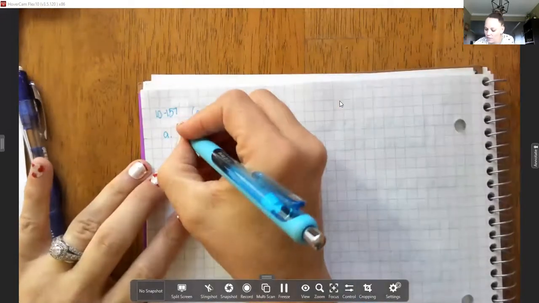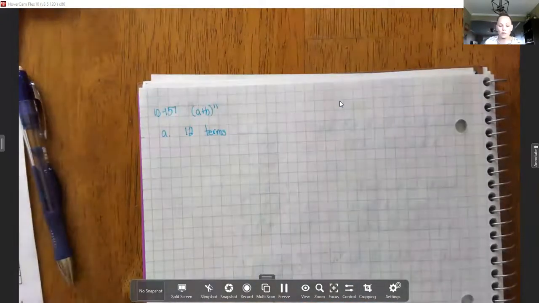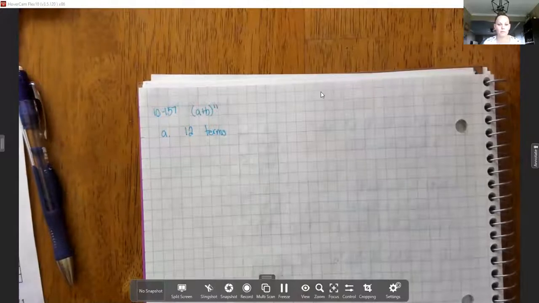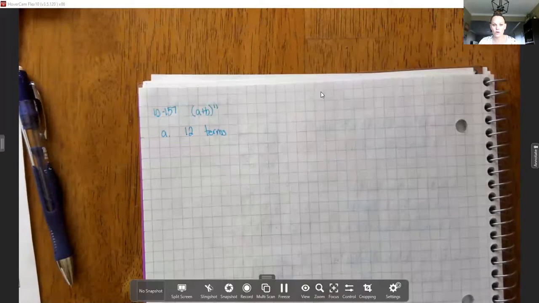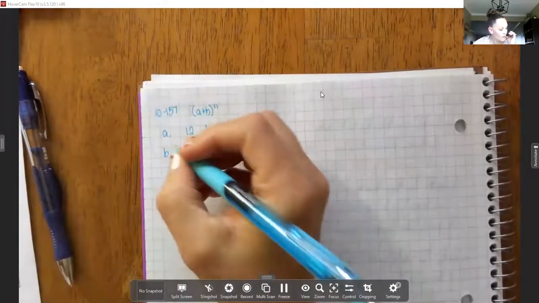Yeah, so there are going to be 12 terms here. There's always one more than the exponent. So part B then says, what is the 5th term?